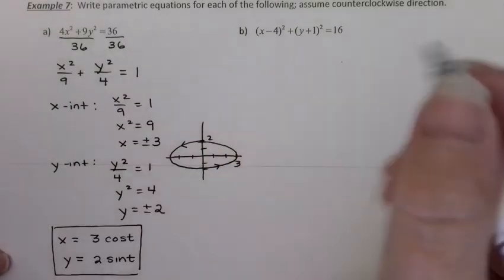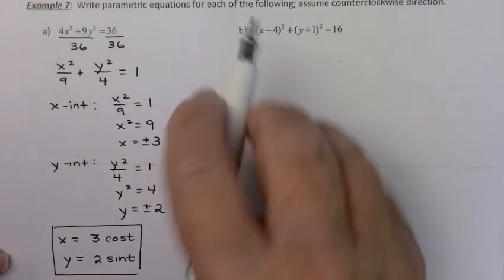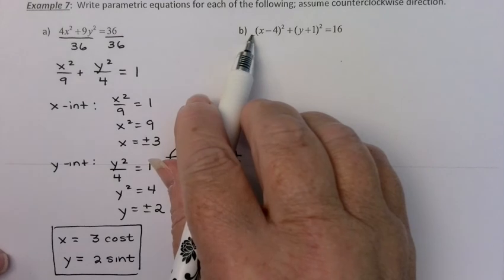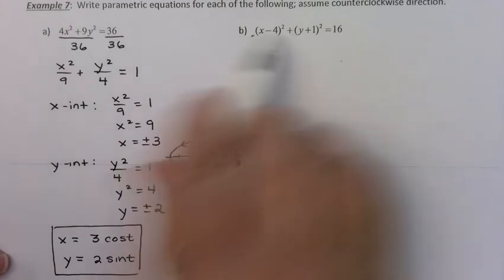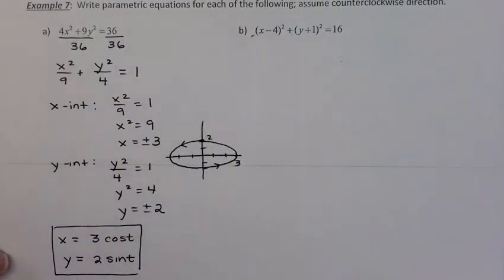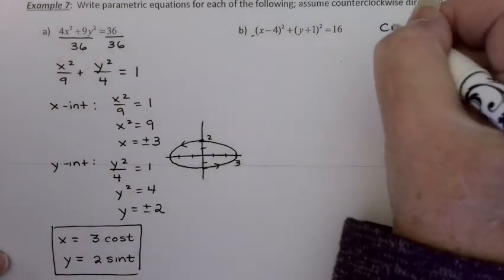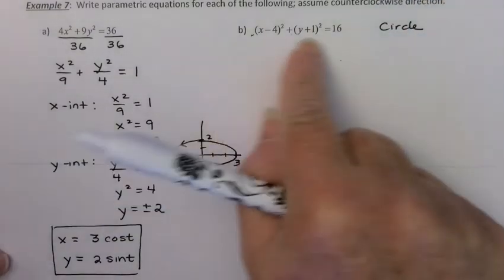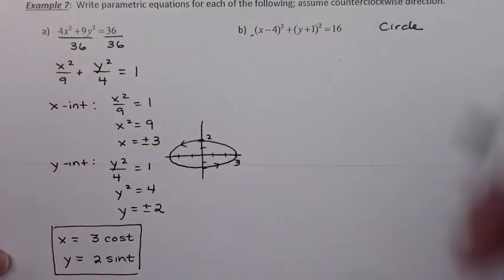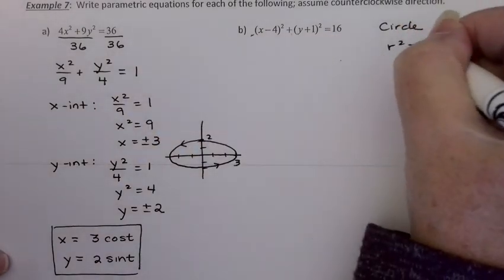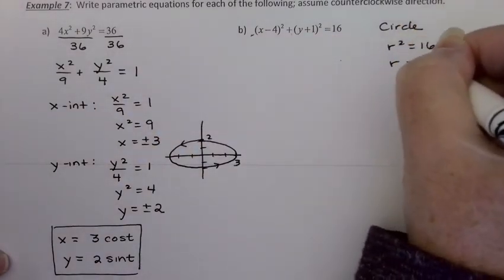Part B. This one's going to be a circle because notice the multiplier on the x term is 1 and the multiplier on the y term is also 1. So this guy's going to be a circle. This would be r squared for my circle. R squared is 16. So my radius is going to be 4.